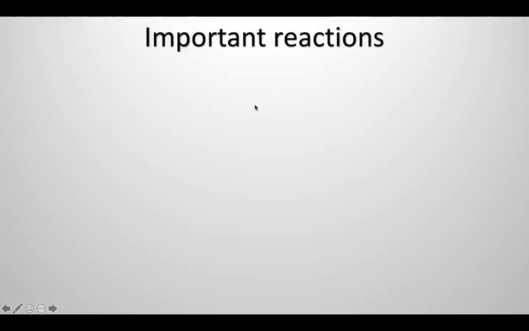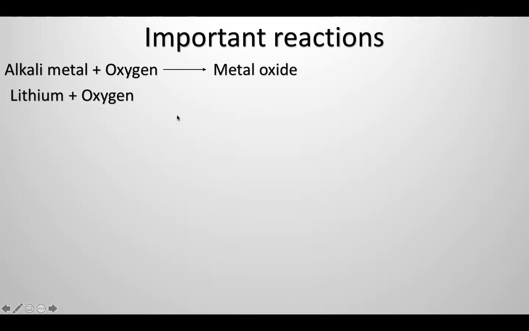These are some really important reactions that you guys need to know. So an alkali metal plus oxygen would give you, yes, a metal oxide. It oxidizes. The alkali metal oxidizes. Okay, so an example of this, lithium from group 1, because obviously it's an alkali metal.